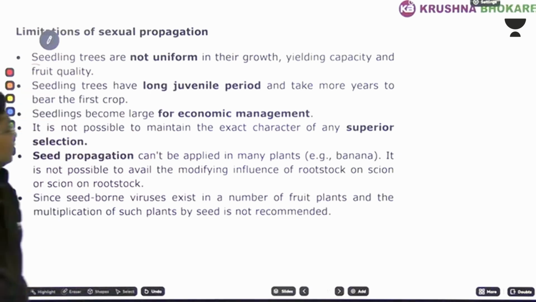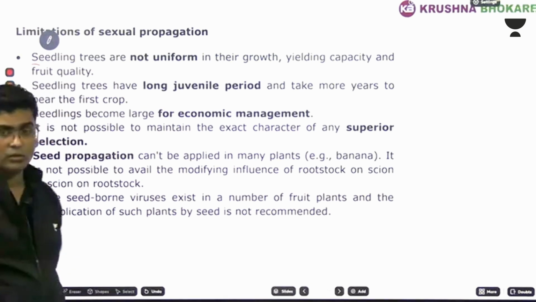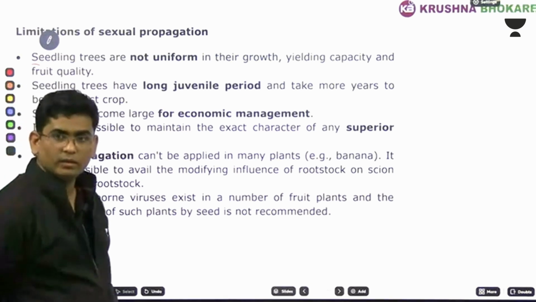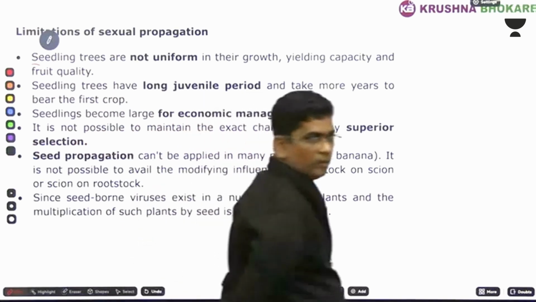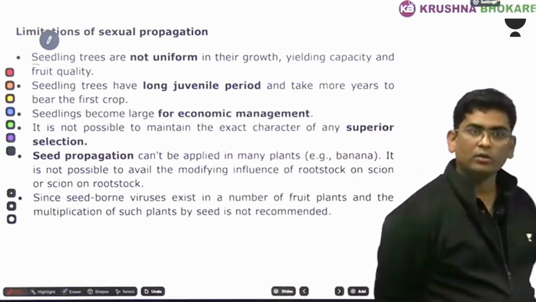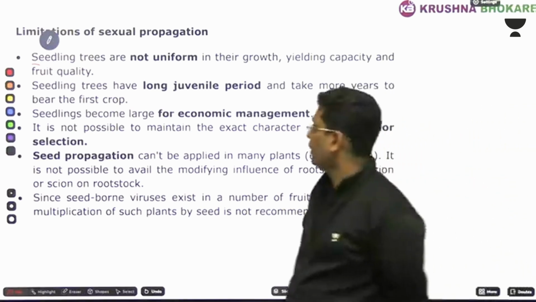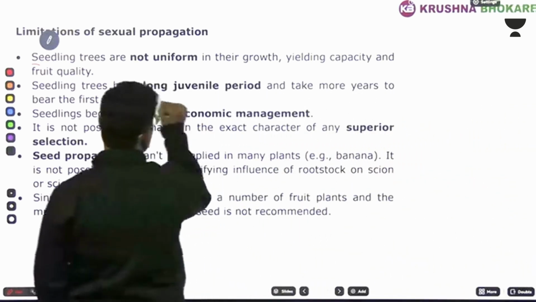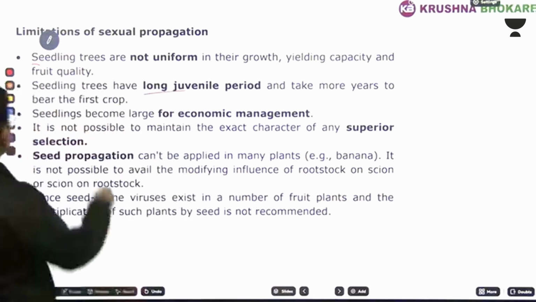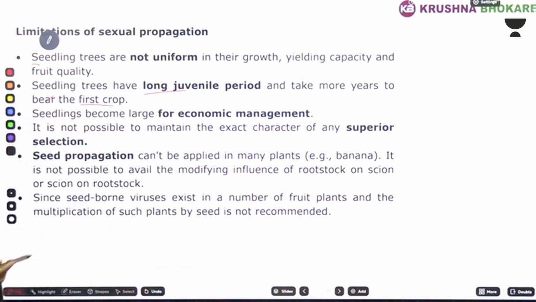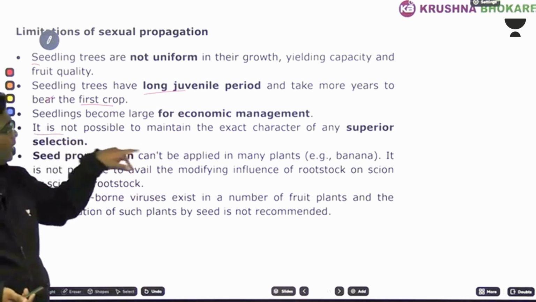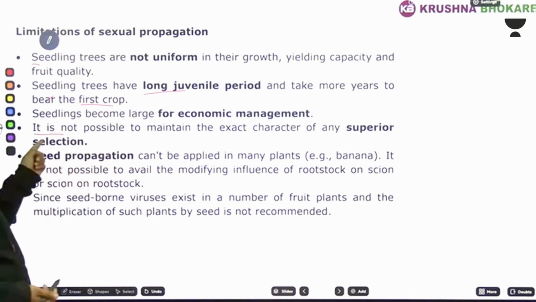Seedling trees are not uniform in their growth, yield capacity, and fruit quality. Each and every plant will have different yield, different fruit quality, different age, height, growth rate. But in case of plantation crop, same, correct. So seedling trees have a long juvenile period and take more years to bear the first crop, correct. Seedlings become larger, which is uneconomical for management. Then it is not possible to maintain the extra character of any superior selection है ना mostly.